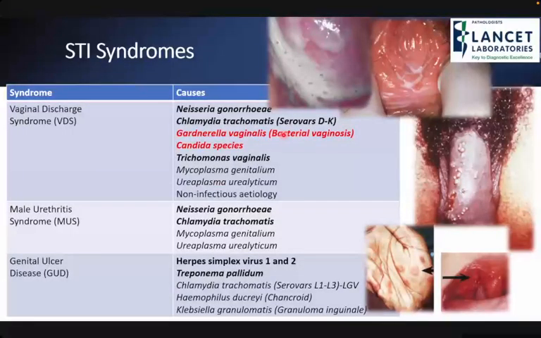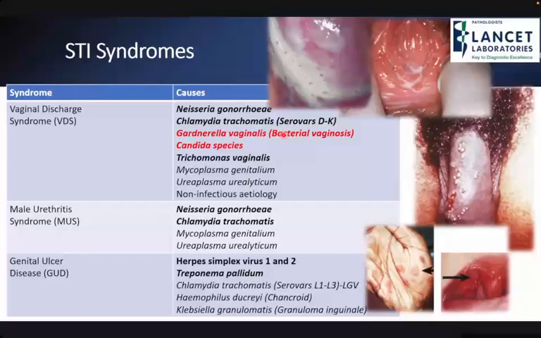So what are the commonest syndromes? The commonest syndromes are your vaginal discharge syndromes, your male urethritis syndrome, and genital ulcer disease. I'm going to focus more on vaginal discharge syndromes, because male urethritis syndrome causes are similar. Vaginal discharge syndrome has the same causes as male urethritis syndrome, except for a few things that I will highlight. So vaginal discharge syndromes are mainly caused by Neisseria gonorrhoeae.